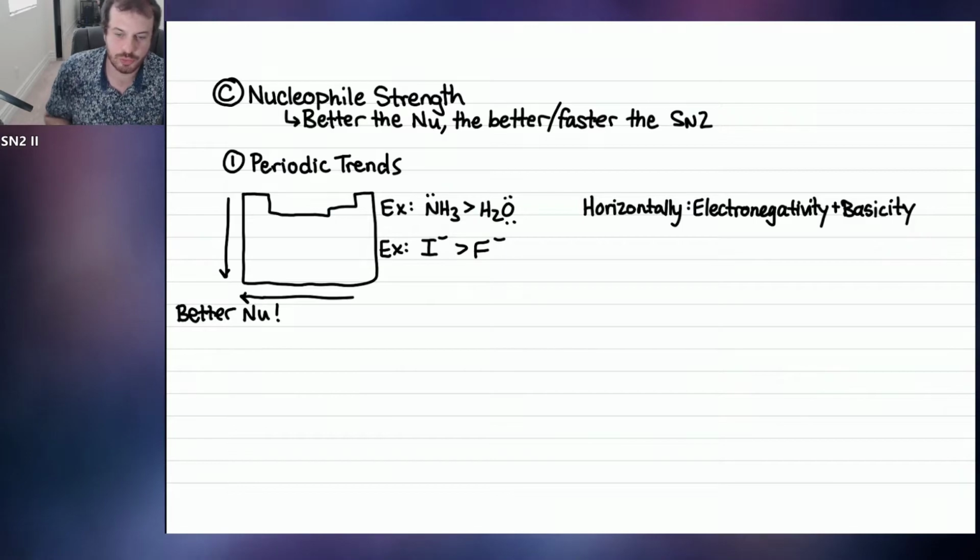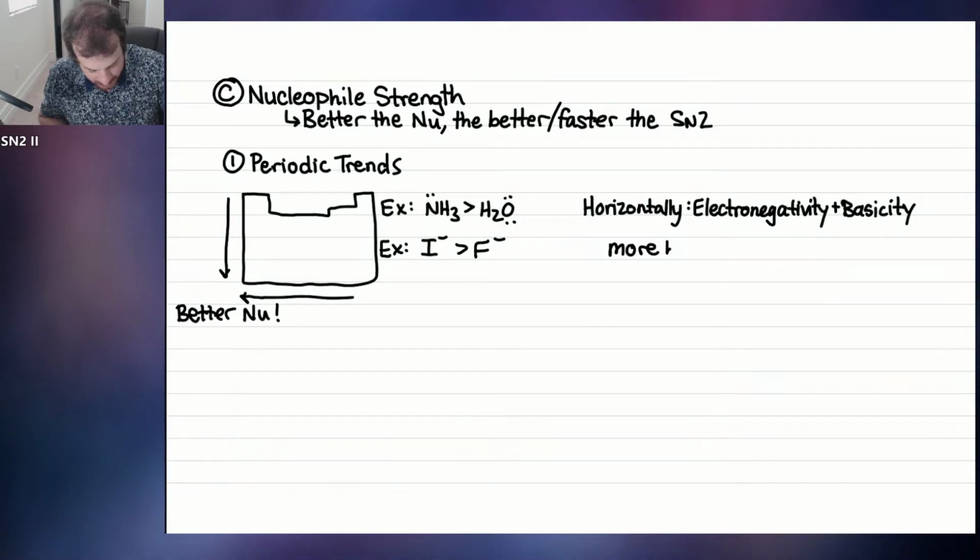In other words, you do not want an electronegative nucleophile. If the nucleophile is electronegative, it's going to hold its electrons very closely to it, and it's not going to want to give them, and that's what nucleophiles do. They give electrons. So you don't want the atom to be electronegative, and so that's why as you move to the left, where atoms get more and more electropositive, they become stronger and stronger bases and stronger nucleophiles. So more basic equals better nucleophile.